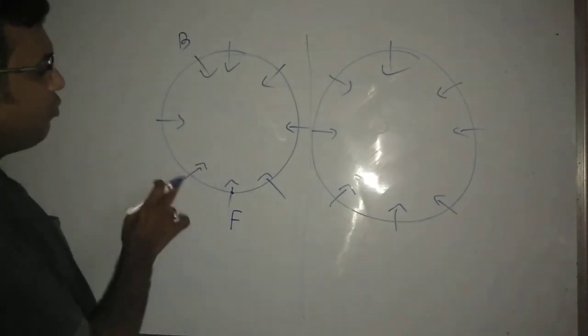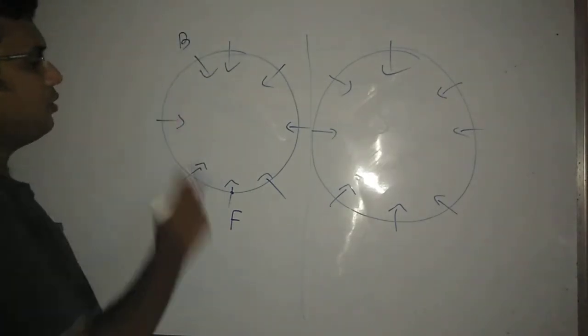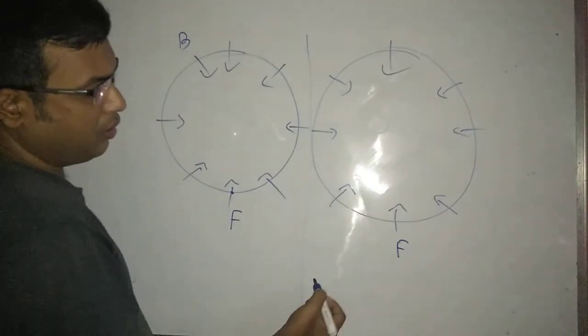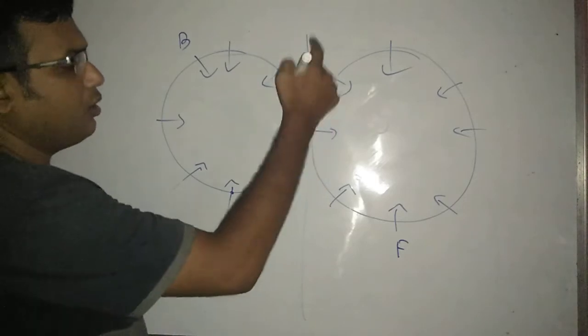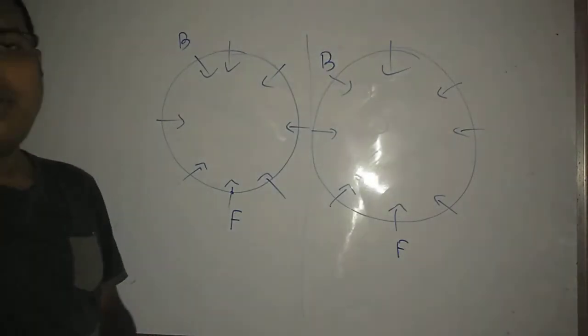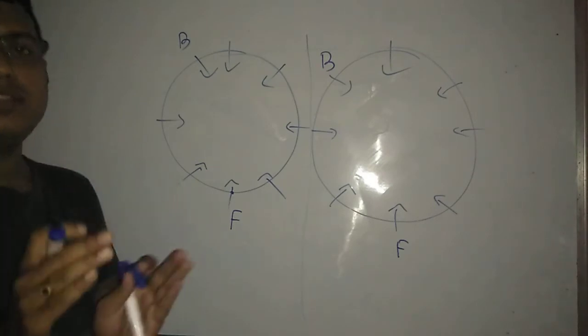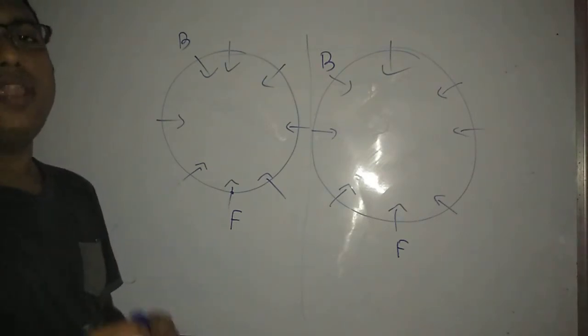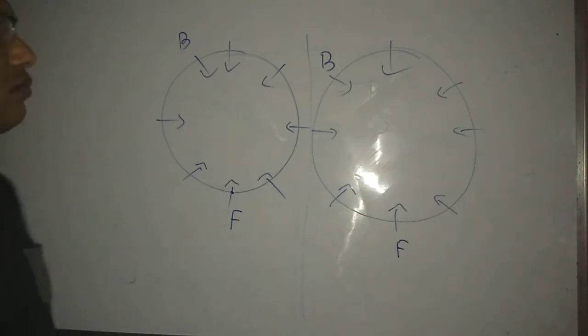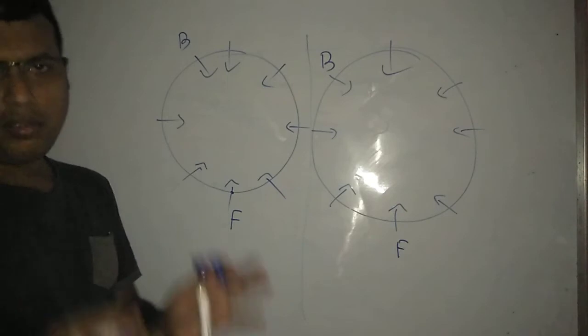B is third to the left of F. In the second diagram you put F here and 1, 2, 3. So this is the position of B. So the first line is clear. That means B is sitting third to the left of F, right? So it is a fixed line, not a confusing line.